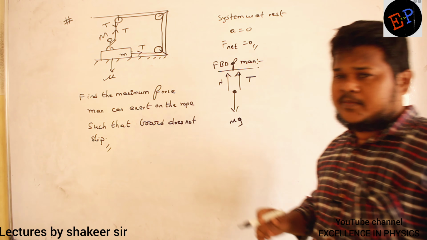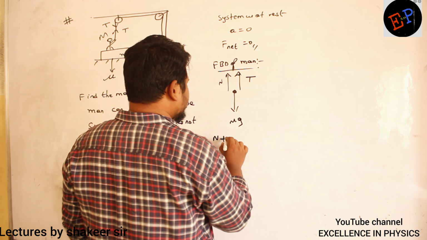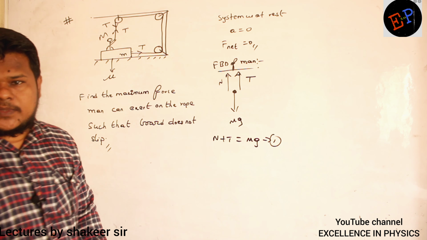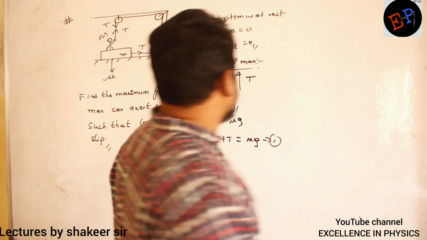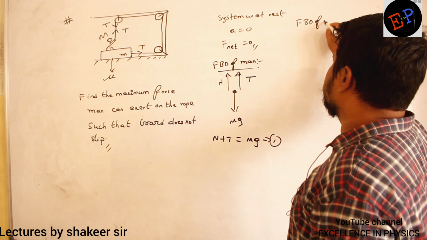Now how can you write a relation between them? So N plus T is equal to capital mg. This is my first equation, because all the forces are balanced, upward forces and downward forces are balanced with each other. Clear? Then let us draw the free body diagram of mass.